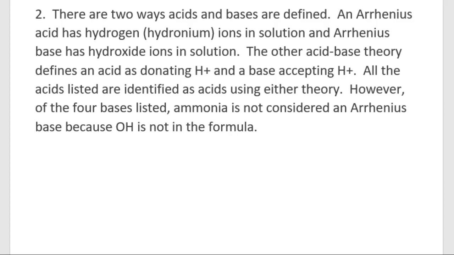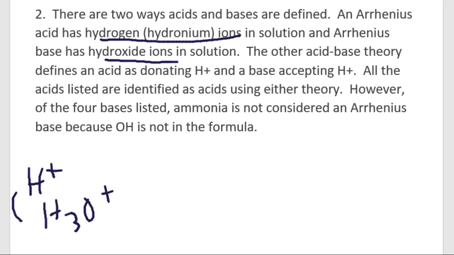You need to know the 2 ways that an acid and a base are defined. One way is using Arrhenius's theory, where an acid has hydrogen, sometimes also referred to as hydronium ions, in solution, and an Arrhenius base has hydroxide ions. So hydrogen ions are H+, hydronium ions H3O+. These 2 are used interchangeably, and then for a base, OH-.